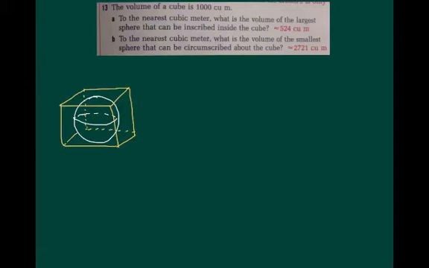Number 13 on page 591 can be difficult to envision, but they tell us that we have a cube with 1,000 cubic meter volume. And they want to know the volume of the largest sphere that can be inscribed inside the cube. So we're going to have something that looks like this, where the sphere will be touching the center of each face of the cube. So let's take a cross section of that, because it'll bring it down to two-dimensional geometry. I think we'll have a little bit of an easier time with that.